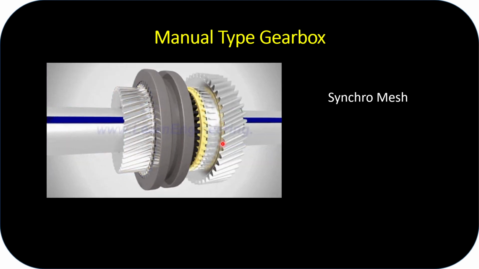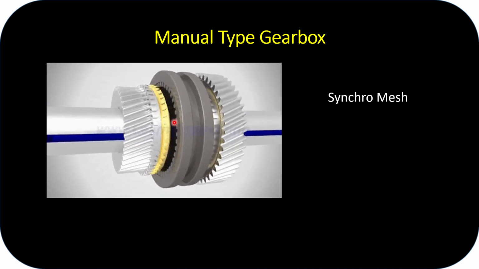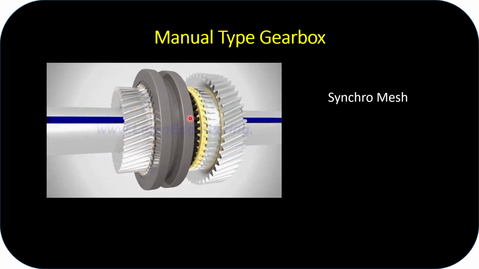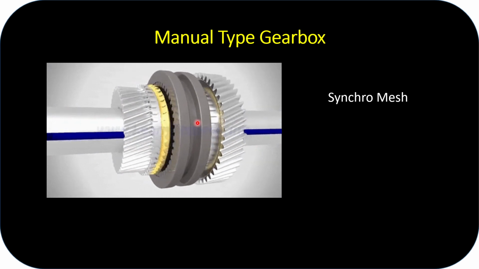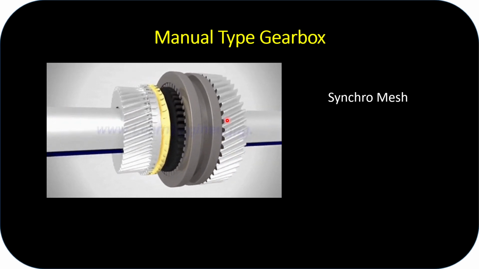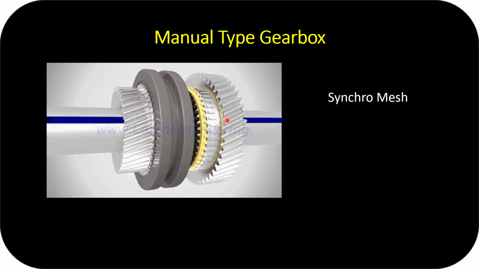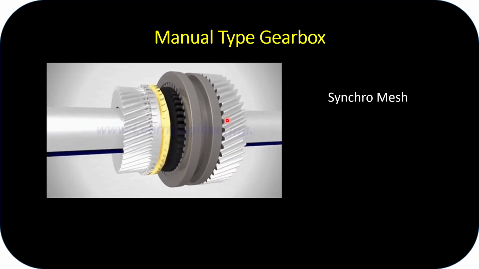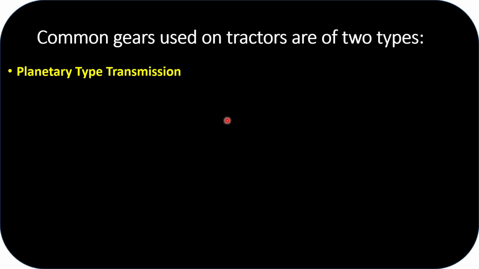Okay, next this is how it is moving. This is the blocking ring and this is the dog teeth on the clutch. It is moving like that. So this is how a manual type gearbox, the constant mesh, sliding mesh and synchro mesh, is working. Next one is the planetary type transmission system.